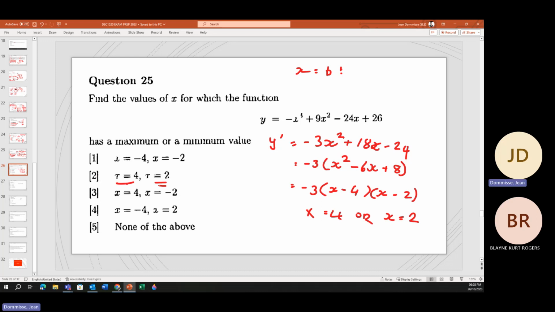x4, x2. Okay, so there we have option 2. But first, we needed to integrate and differentiate so that we can work out the maximum or minimum, and then we basically factorize that formula so that we can get the two x values.